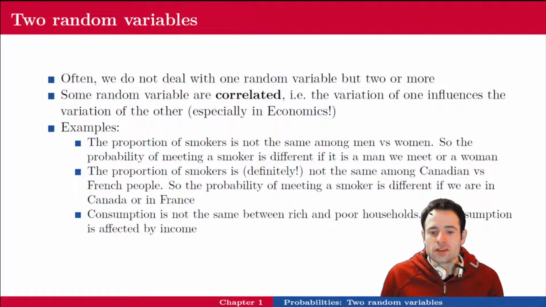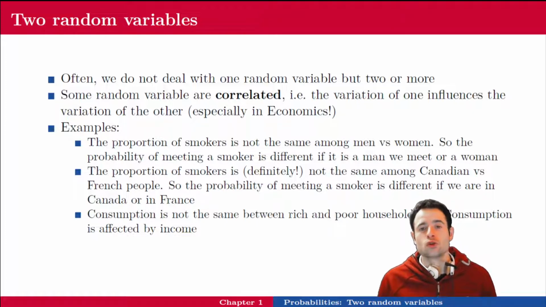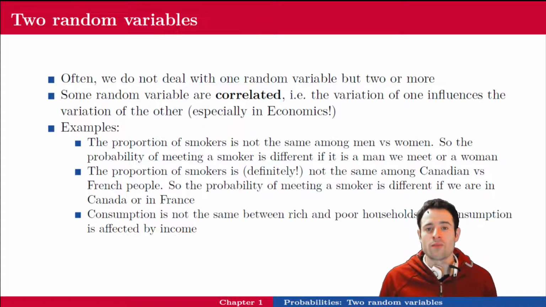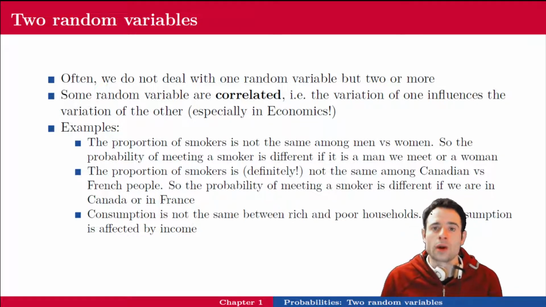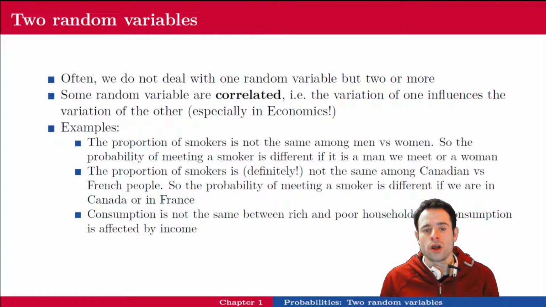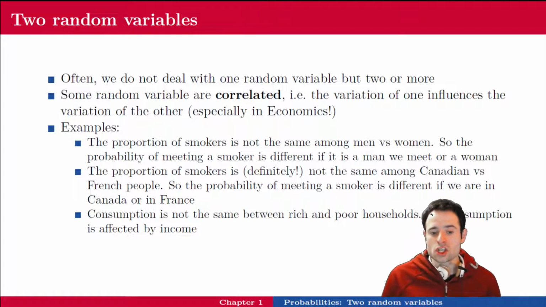Consumption is not the same between rich and poor households. So consumption is affected by income. Those are two different random variables. Somebody who earns more money will, on average, tend to consume more than somebody who earns less. Again, two variables which are correlated. And these ones are positively correlated. The richer you are, the more you consume.